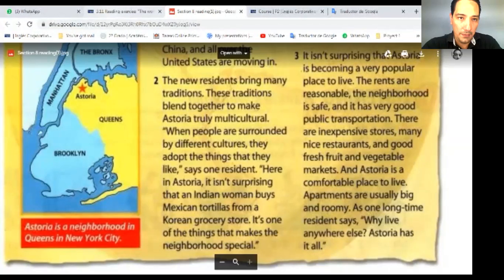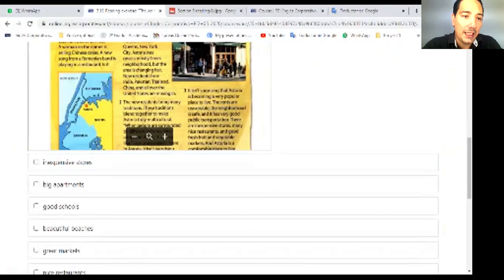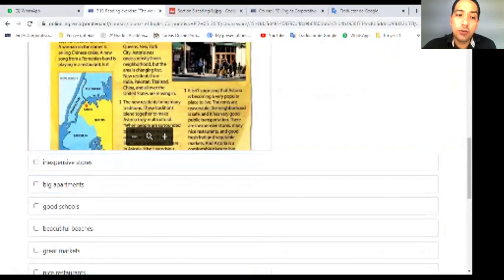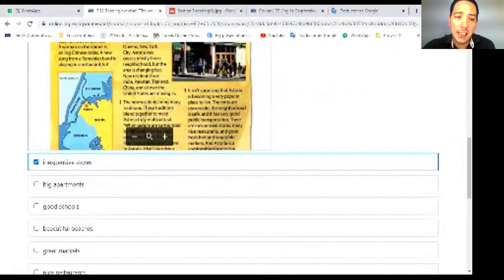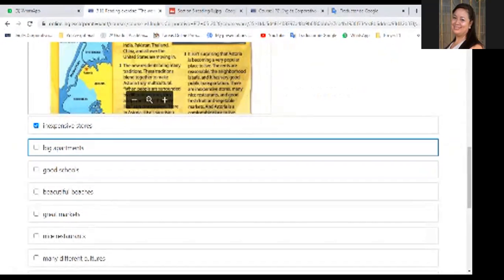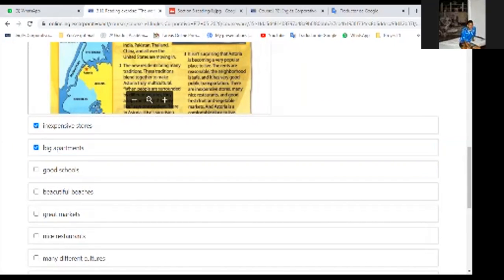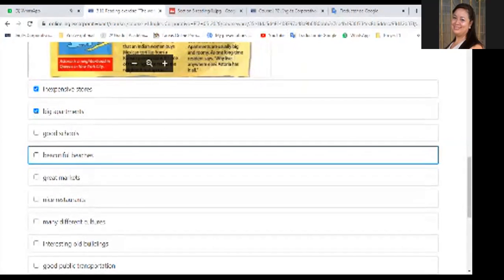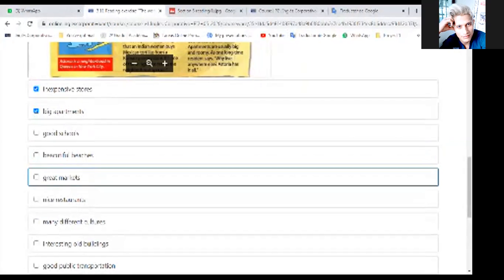Okay. Good. Let's go, guys. After the reading, you have an exercise. It says, read the article, then check the things you can find in a story. There are 6 things you can find in a story. So let's see. Can we find inexpensive stores? Yes, you can find inexpensive stores. Can you find big apartments? Yes, big apartments. Can you find good schools? No. Can you find beautiful beaches? No. Markets?